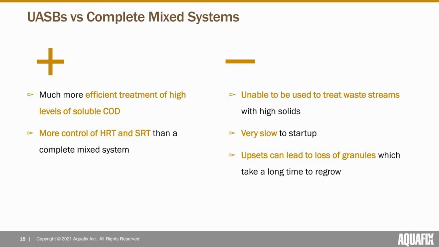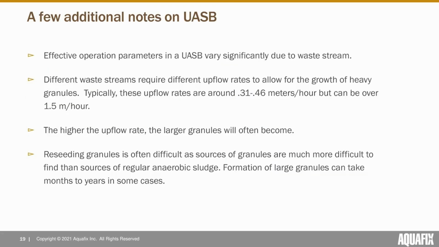Since UASBs are very slow to grow granules, this can be incredibly hindering because it may take months to regrow granulation once you have it, sometimes years if you don't have an ideal substrate. And you'll probably need to find UASB granules from an additional source, which can be difficult because there aren't very many of them.